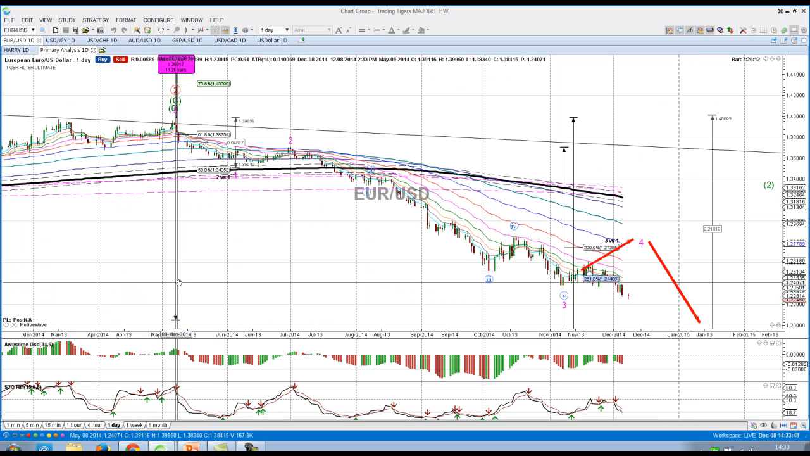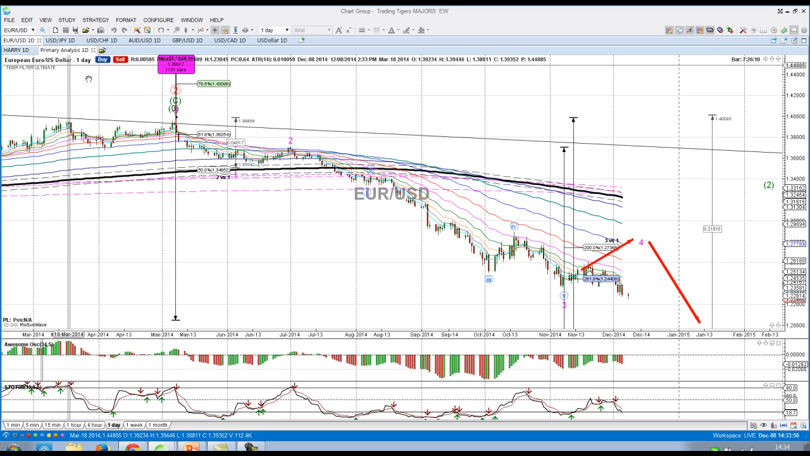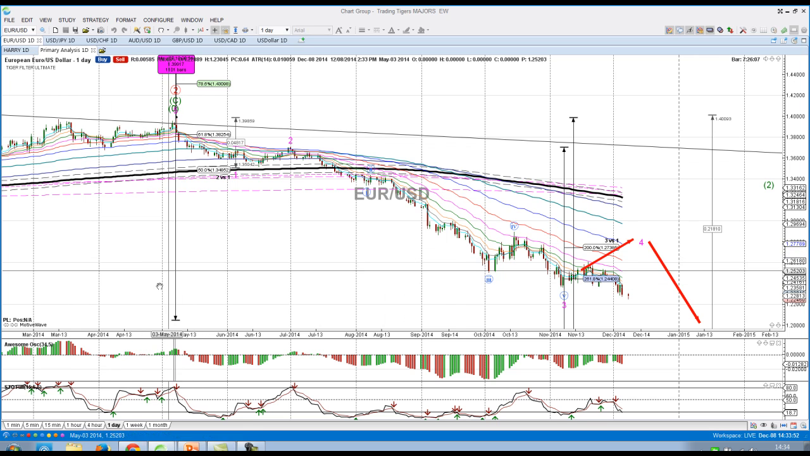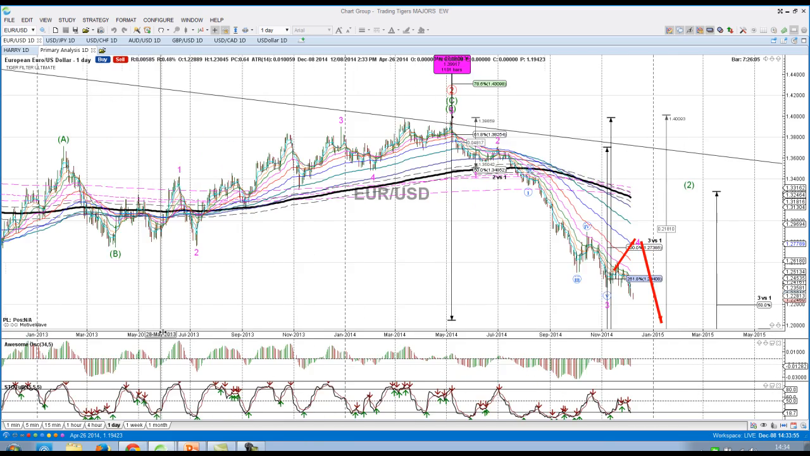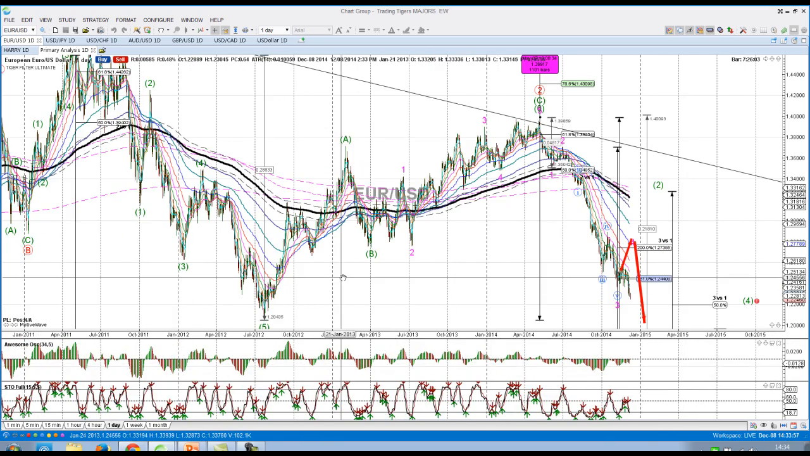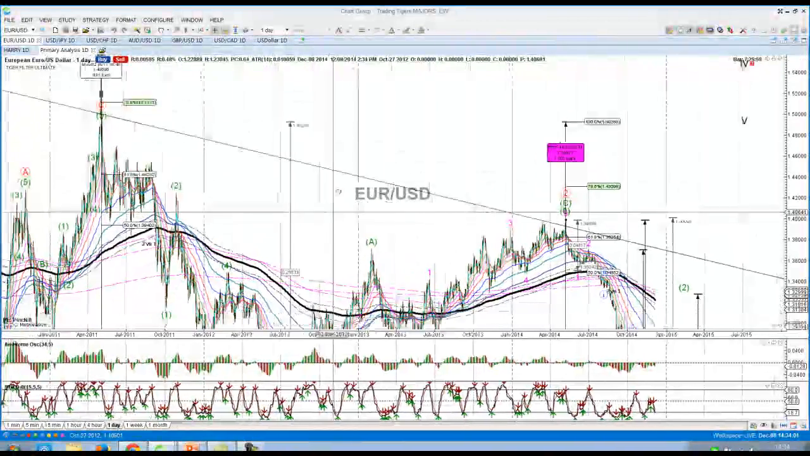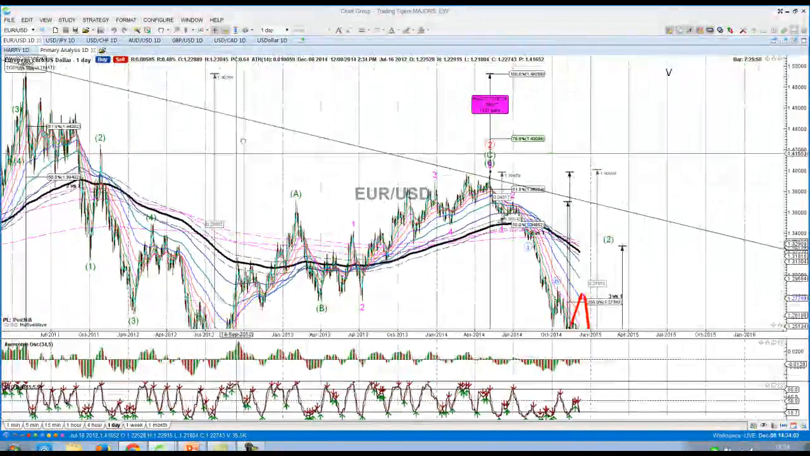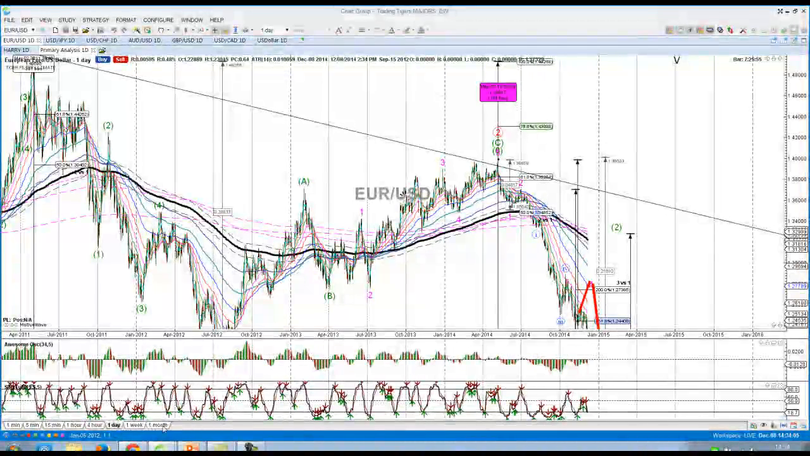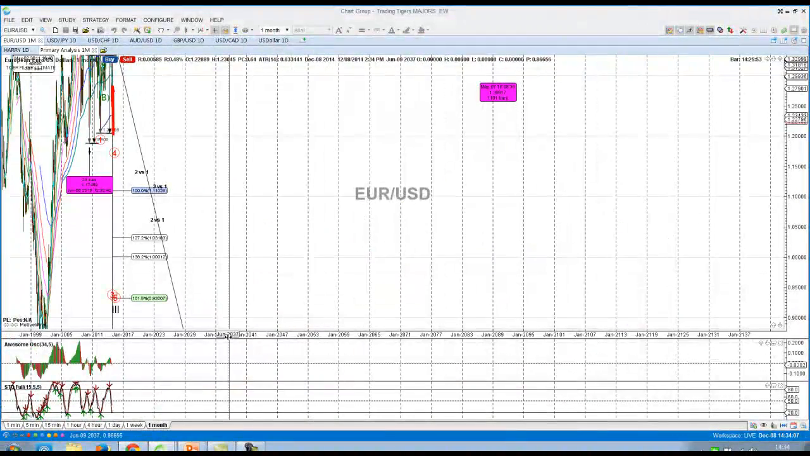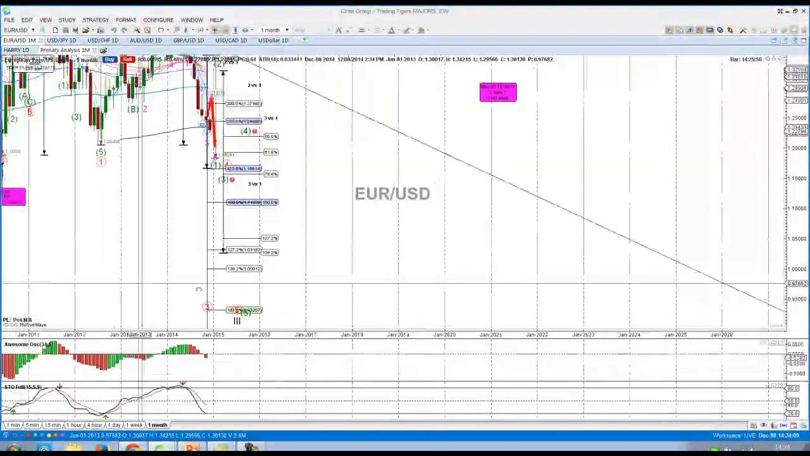First chart that we've got up is the euro dollar. As you can see, we've taken our wave count starting location. If we take it all the way to the highs, you can see the wave count going up. I'll take it to a monthly chart and then bring it down for you traders.